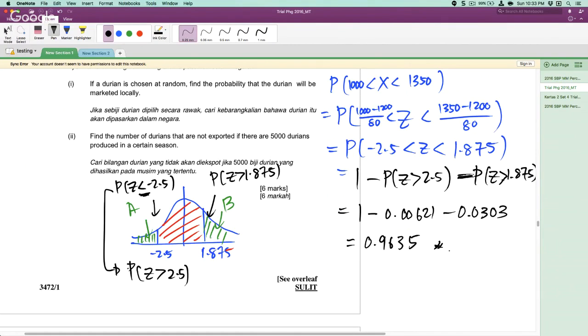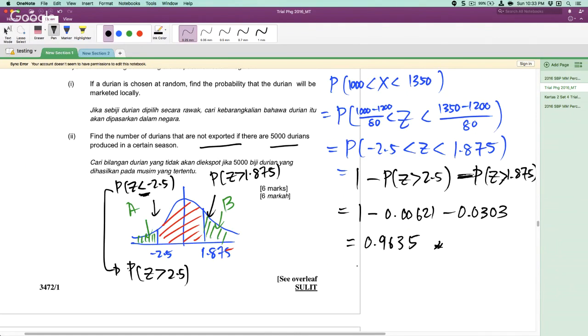Okay, find the number of durian they are not exported. Not exported. So what I will do is I try to find the exported, and then I use 1 minus. I use 100% probability. I say probability. I use 1 minus the exported one, then I can get the non-exported one. And then I will change that one into percentage, and then I'll multiply by my 5,000 durian here. This is how I'm going to do.